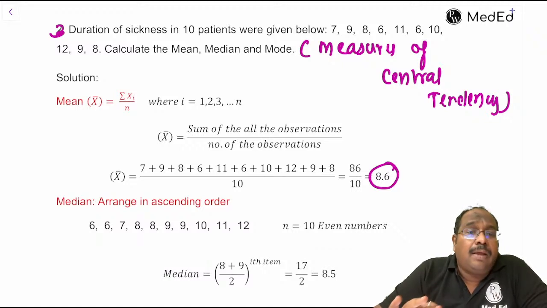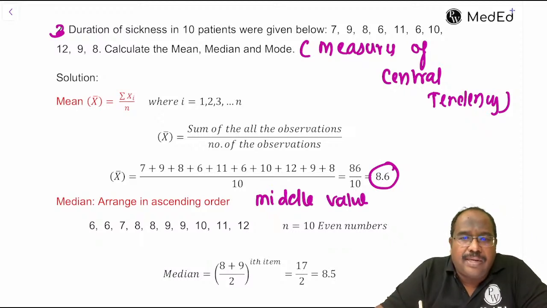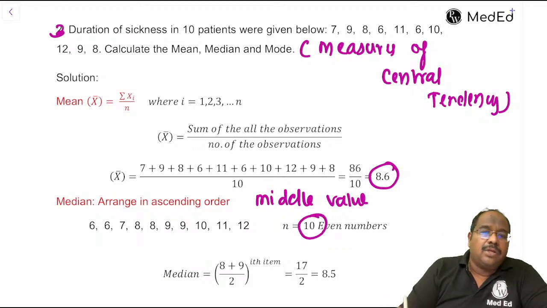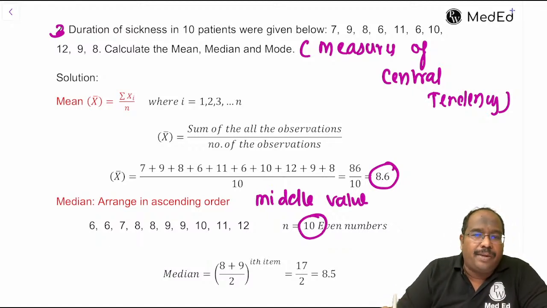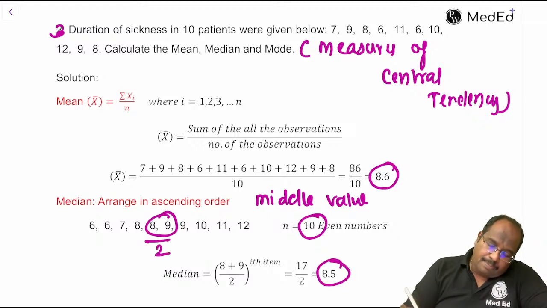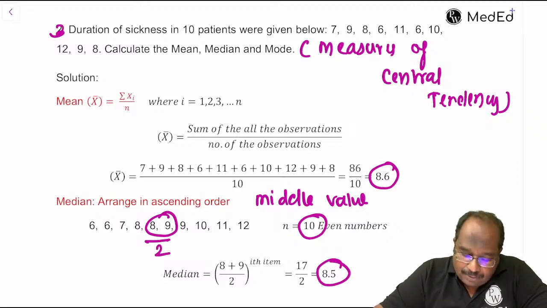Then what is median? Median means middle value. Arrange the data in either ascending or descending order. We have arranged it. This is an even count, 10 numbers, so you have to add the two middle values, that is 8 plus 9 divided by 2, which is 8.5. That is the median. So mean means average. Median means middle value. Find the middle value. Odd number is not a problem. Even number means divide by 2.